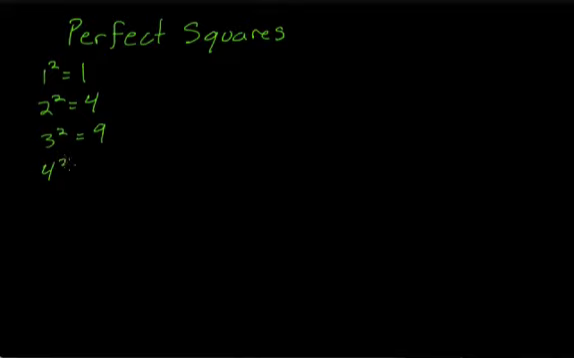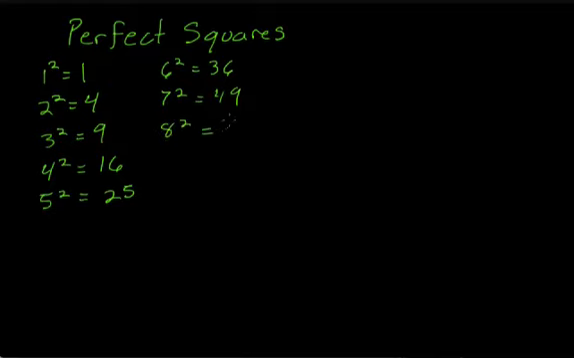So I'm going to go ahead and write out the perfect squares from 1 to 100. 4 squared is 16. 5 squared is 25. 6 squared is 36. 7 squared is 49. 8 squared is 64. 9 squared is 81. And finally, 10 squared is an even 100.